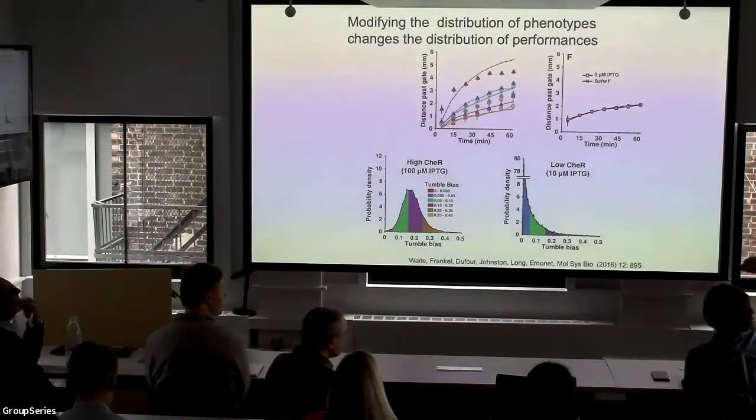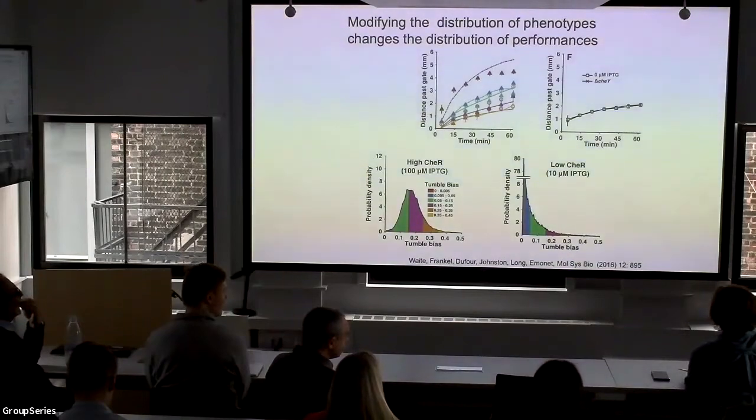Okay? So tumble bias is the T given tumble. The tumble bias is the probability, right? Yeah, it is the probability to change direction.